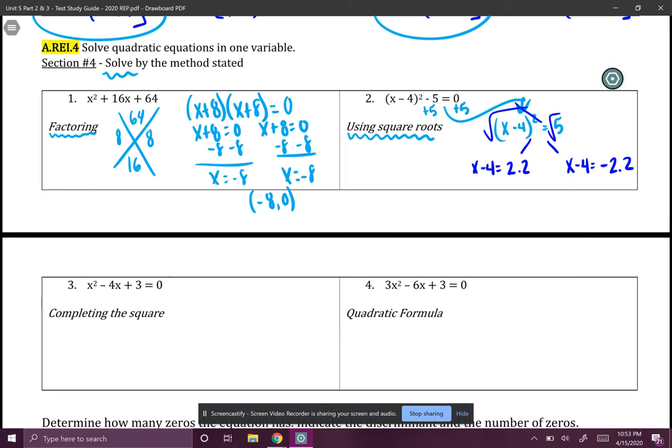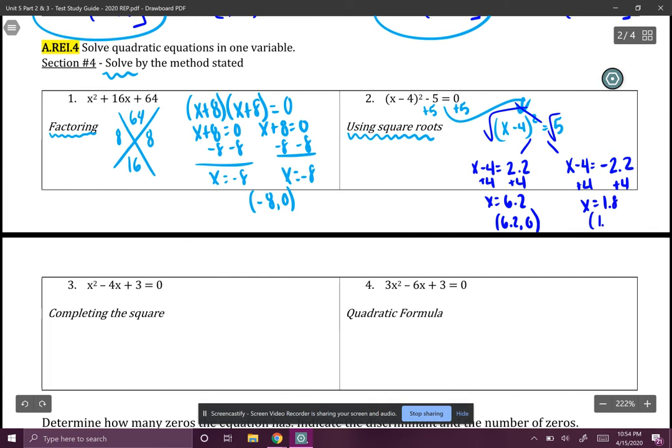From here, we're going to add that 4 to both sides. If we add 4 to both sides, we get x equals 6.2. So one of our zeros is 6.2 comma 0. And on the other side, we're going to be adding 4 to our negative 2.2. When we do that, we get 1.8.